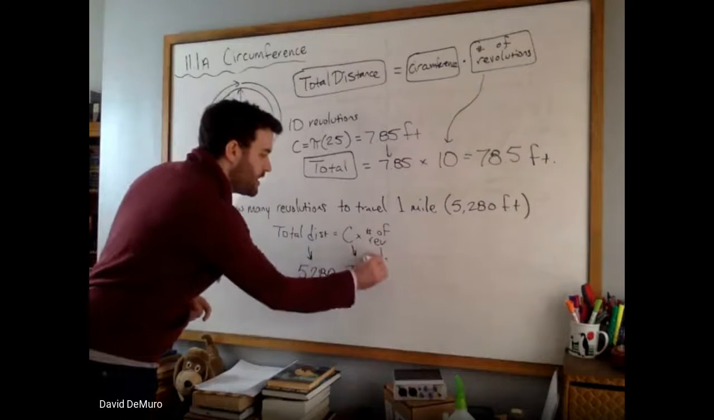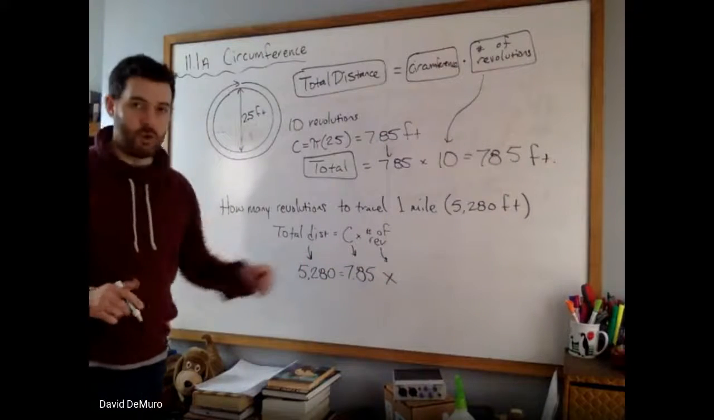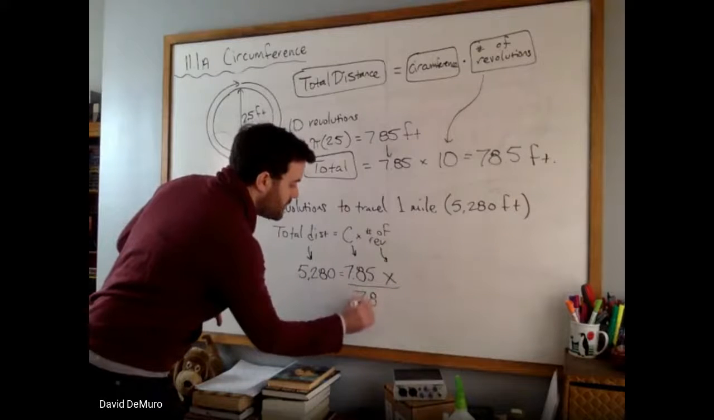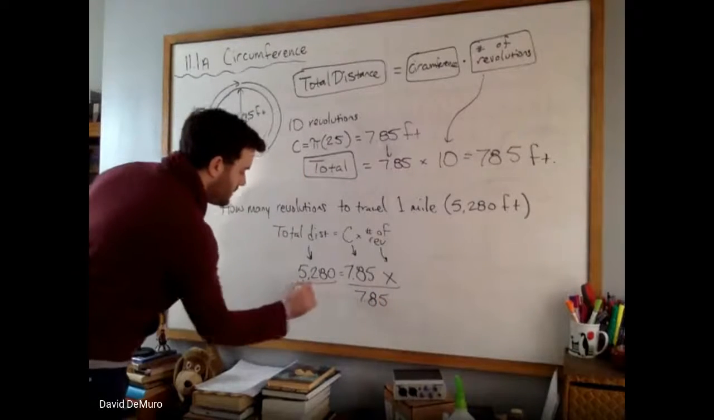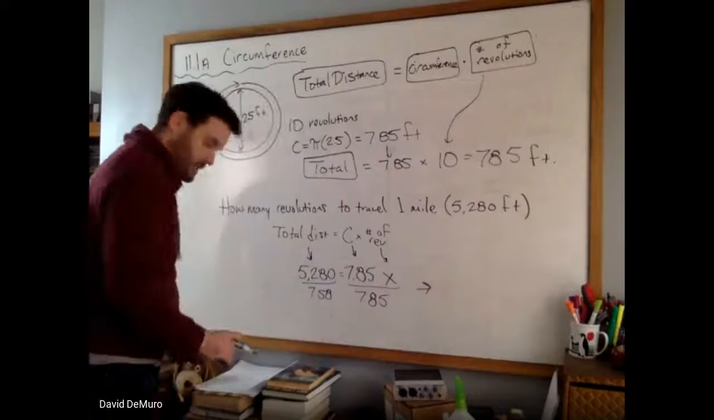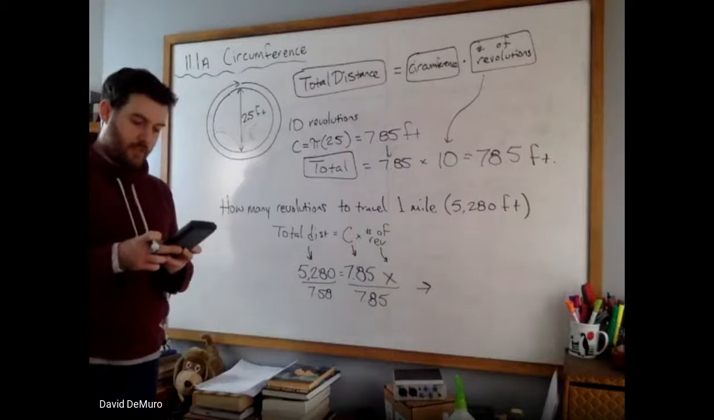So let's just use a variable to represent that. I'll just call it x right now. So just one step. Solve for x. We'll divide by 7.85 on each side. And my calculator, there it is. Let's see what we get.